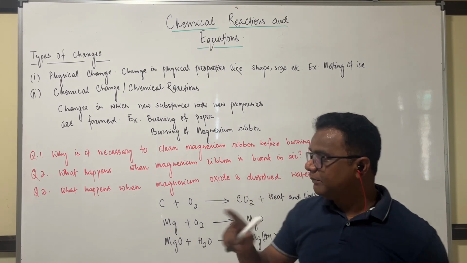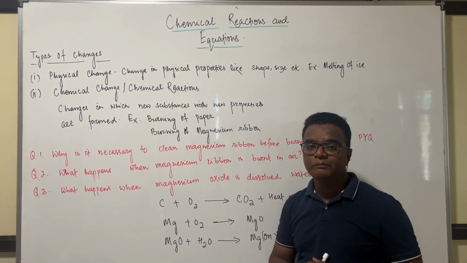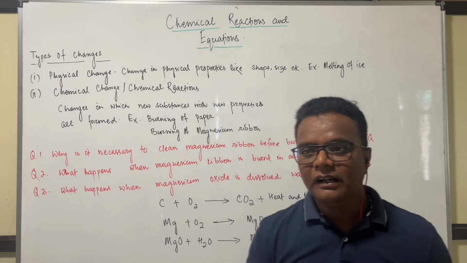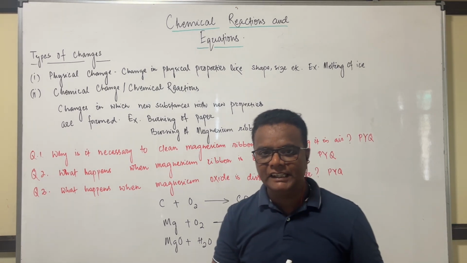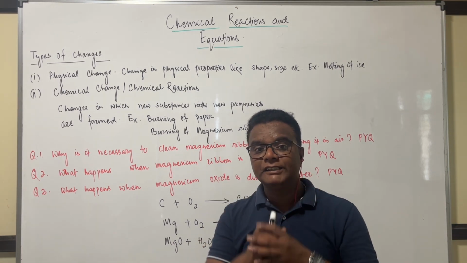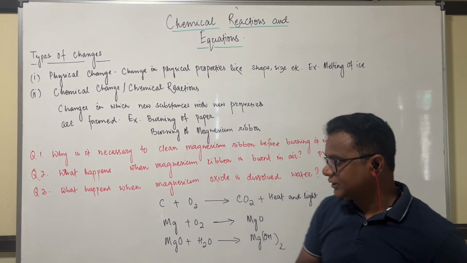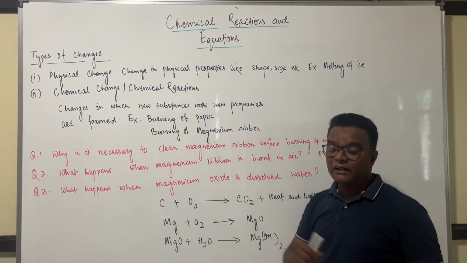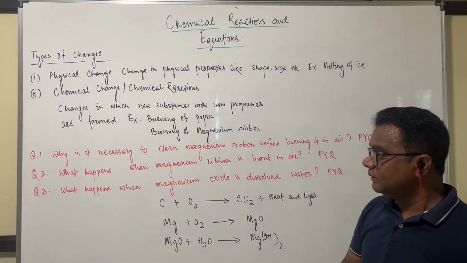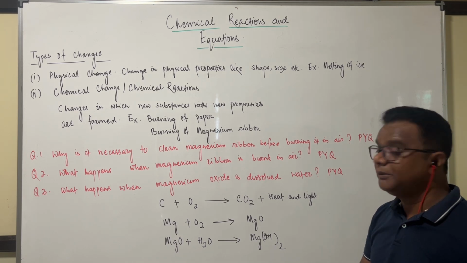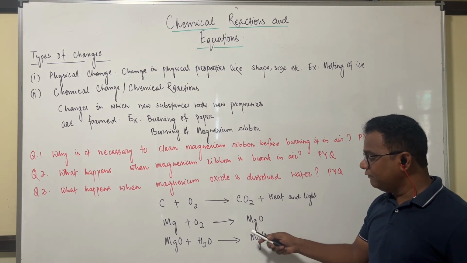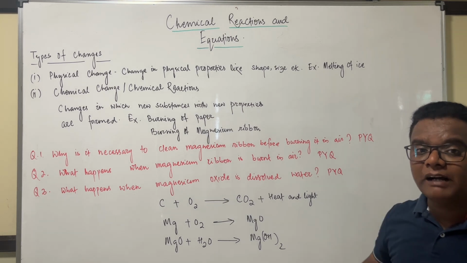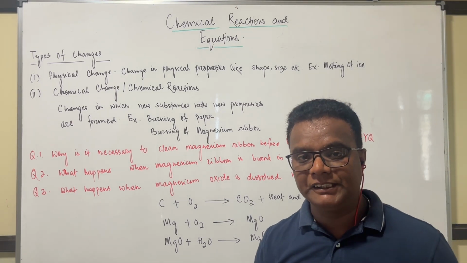Now, what happens when magnesium ribbon is burnt? This is the second question. When magnesium ribbon is burnt, it burns with a white dazzling flame, leaving behind a residue of white powder of magnesium oxide. Then third question, what happens when magnesium oxide is dissolved in water? When magnesium oxide is dissolved in water, it forms magnesium hydroxide, and magnesium hydroxide is also called milk of magnesia.